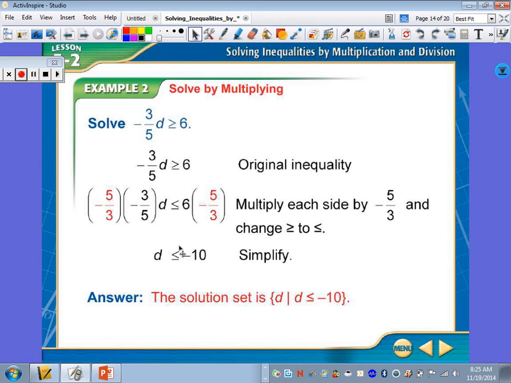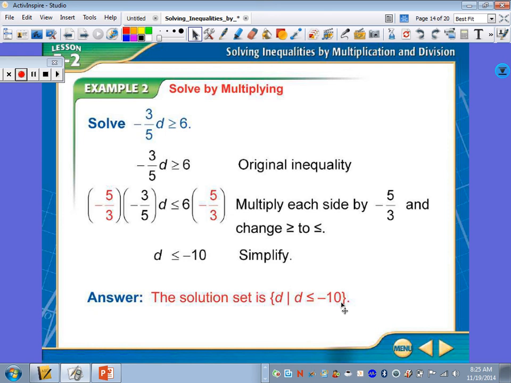But notice that the inequality is now a less than or equal to instead of a greater than or equal to. So you do need to pay attention to that. Anytime you multiply by a negative number, reverse the inequality at some point. So the solution set is D such that D is less than or equal to negative 10.